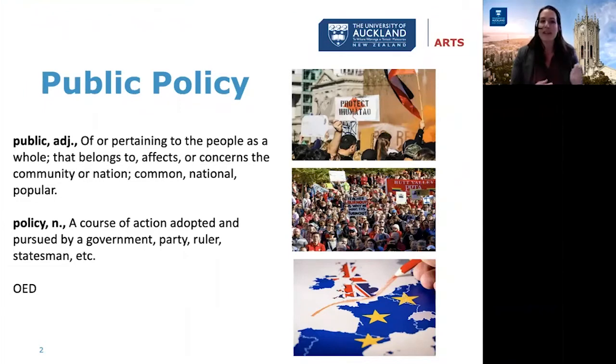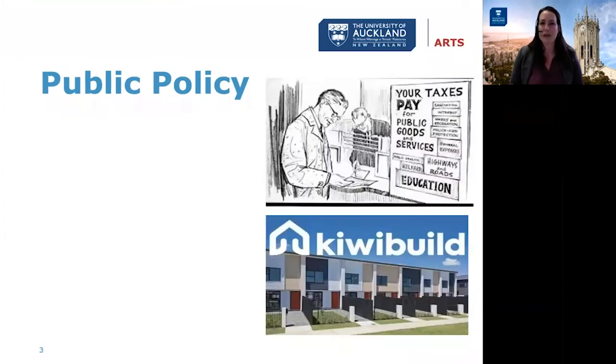So the public pertaining to the people as a whole, our public interests. What we're not interested in studying in public policy is necessarily corporate policy or all sorts of other policies that can be made in society, but that centralized government decision making and what makes it effective and ineffective, or why some things are brought onto the table and others not. So the course of action adopted and pursued by governments, parties, and rulers.